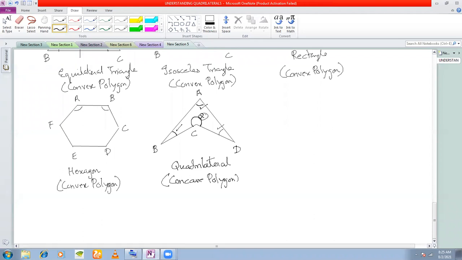This angle is the angle that I have marked in cross. If you see, that angle is greater than 180 degrees, isn't it? This angle may be around 270 degrees or something. That means this is a concave polygon. Okay. This in fact is called a concave quadrilateral.